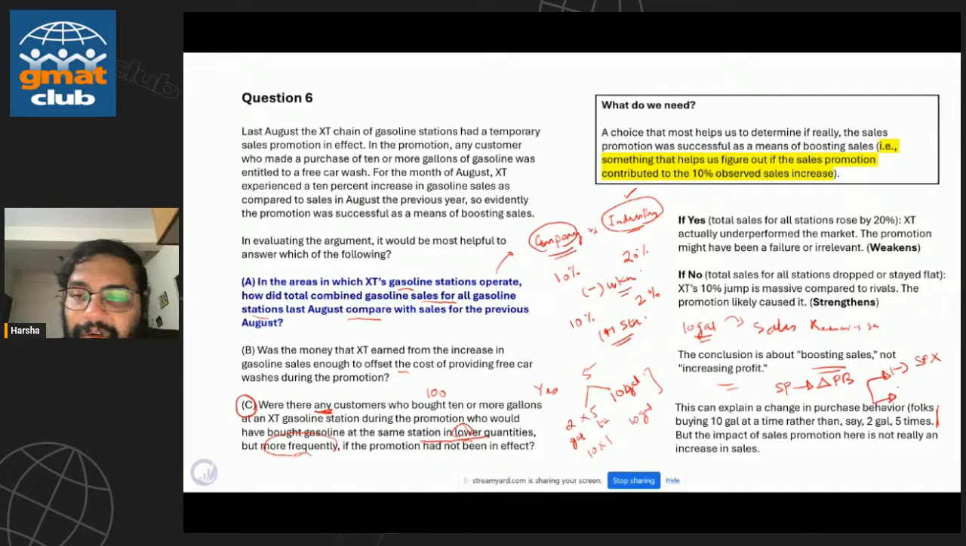And if you consider the no case, there were no customers who were influenced by the sales promotion at all. So forget sales, they did not even change their purchase behavior. Then again it tells you that the sales promotion presumably did nothing. So do you see, this doesn't help you assess whether or not the sales promotion actually helped boost sales, because irrespective of yes or no, what does this have to do with sales? So is the idea here coming through? And this is the popular trap choice.